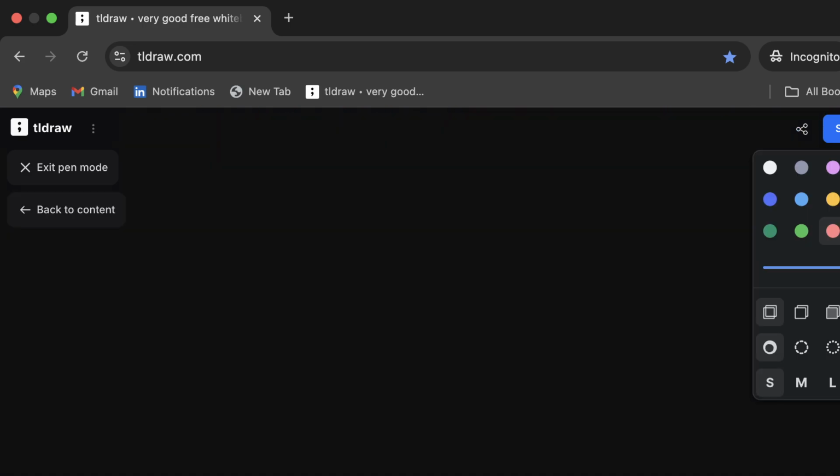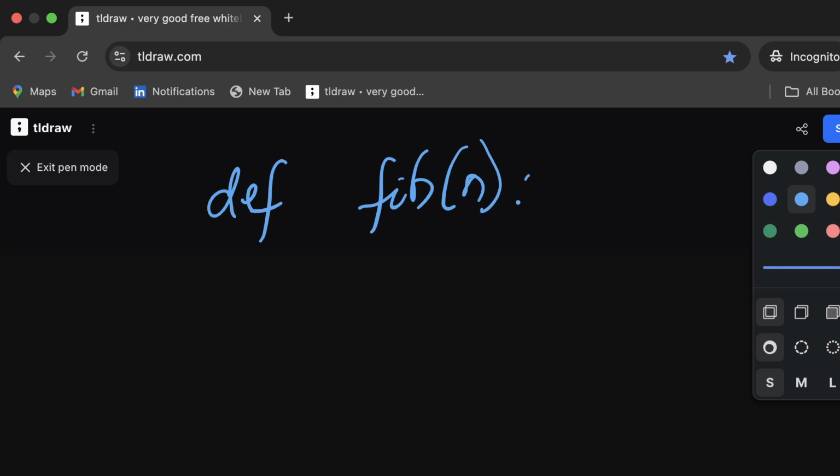Now, for example, let's define another function, right? If I have a Fibonacci, so I say this is Fibonacci of n, and then I say if n is less than or equal to 1, then I'm going to return something.